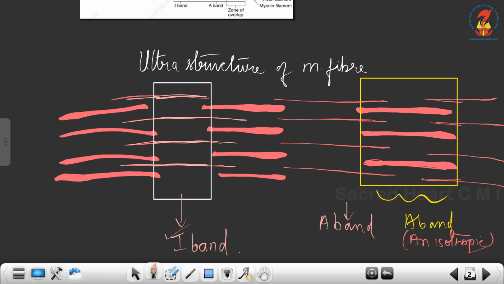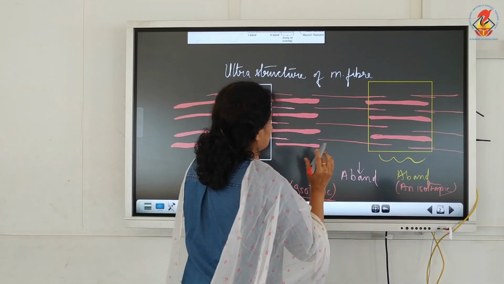Whereas this is isotropic, like homogeneous. It comprises only the thin filaments. See, only the thin. It indicates only the thin. The other part of the thin which is overlapping with the thick is outside. This is hence called the isotropic band. So I denoted the I band and A band.